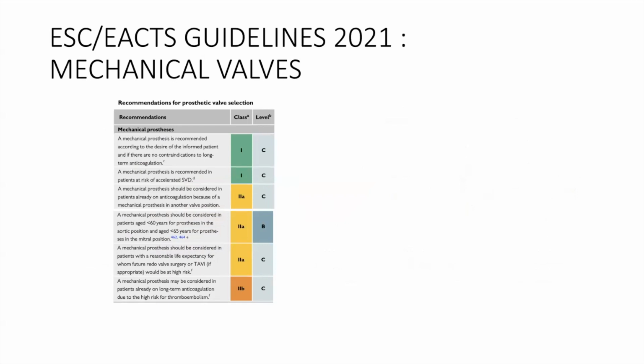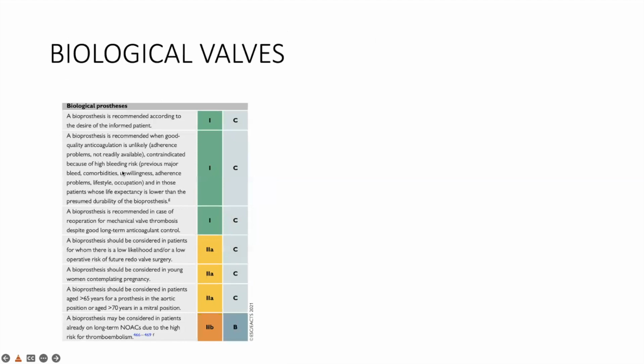The guidelines are very open now. It's more about who should have a tissue valve and who should have a mechanical valve. For instance, the guidelines say mechanical prosthesis are recommended according to the desire of the informed patient, so it's down to patient choice. Age doesn't really come into it, but what they do say is patients less than 60 should be considered for a mechanical valve in the aortic position, and in the mitral position, less than 65. For tissue valves, again, it's down to patient choice.